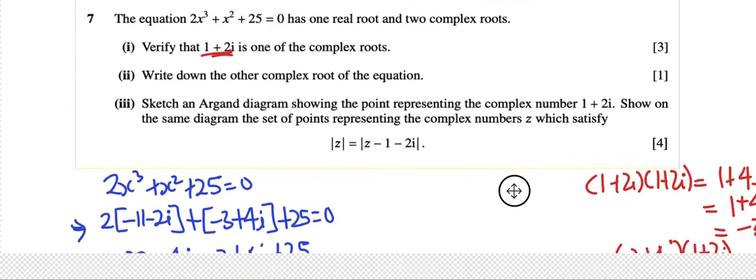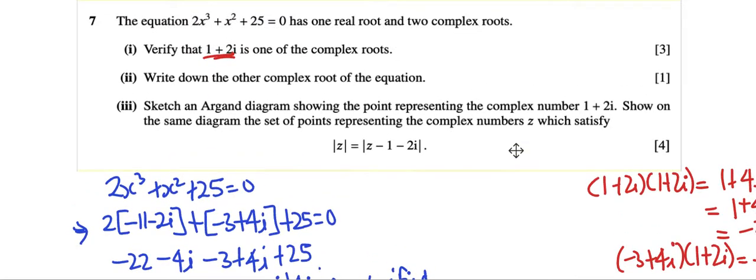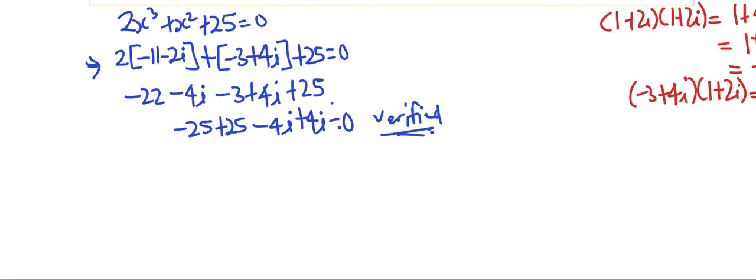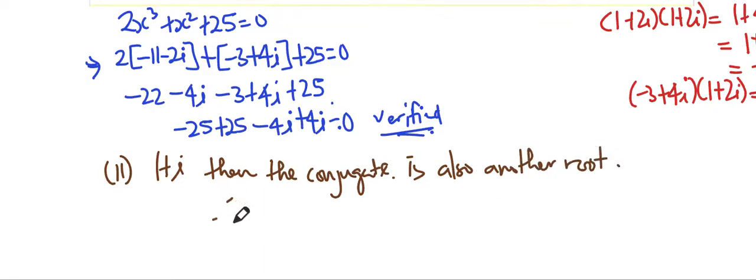That's done. Now write down the other complex root of the equation. So, this is part 2: if 1 plus 2i is a root, then the conjugate is also another root. Therefore, the conjugate is 1 minus 2i. So that's the other root.